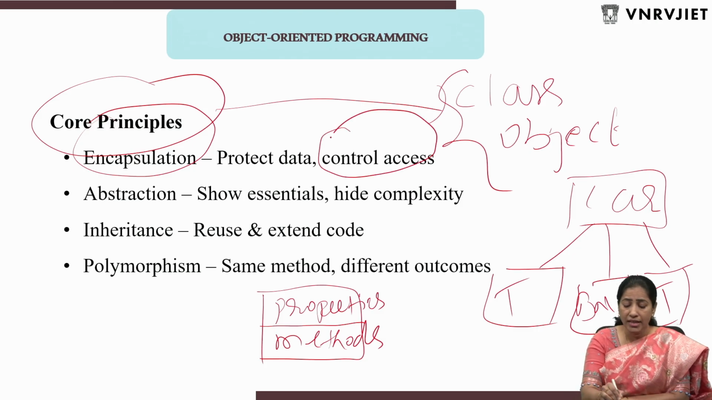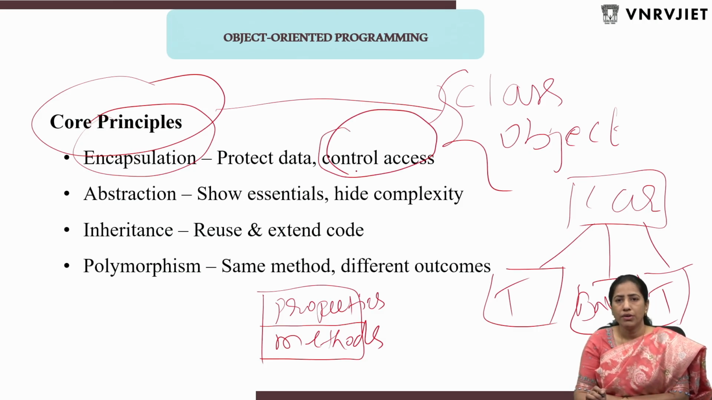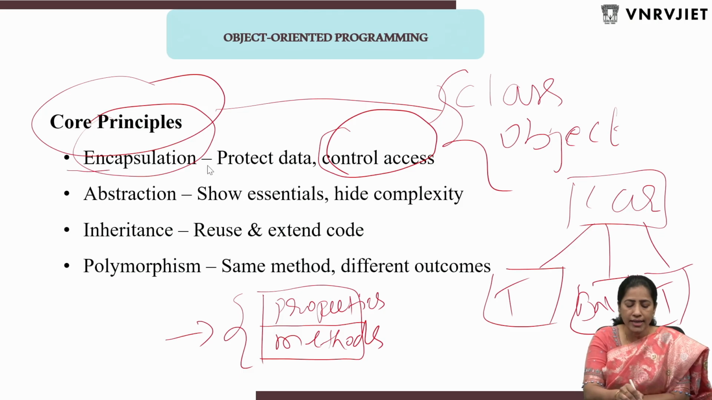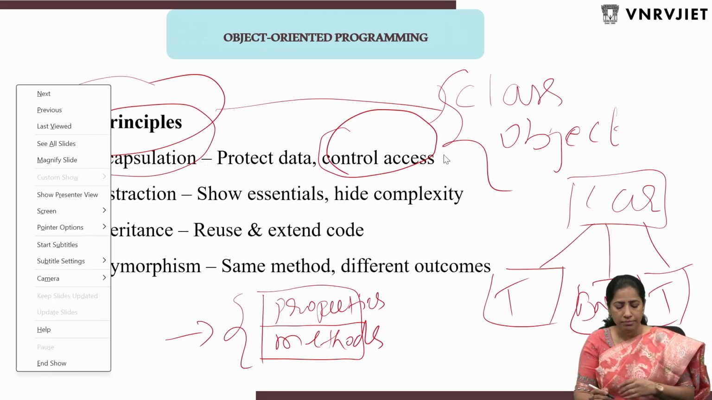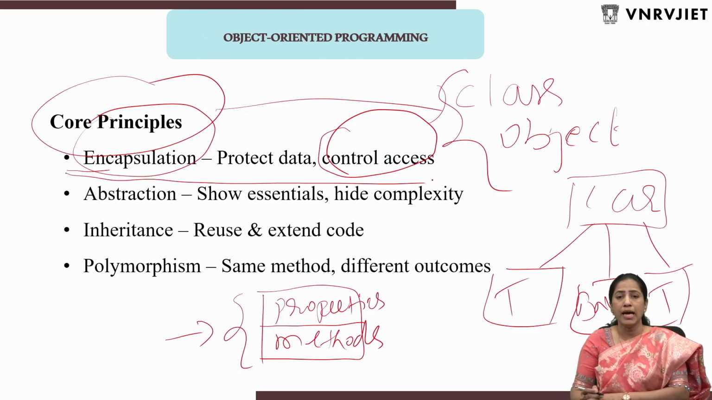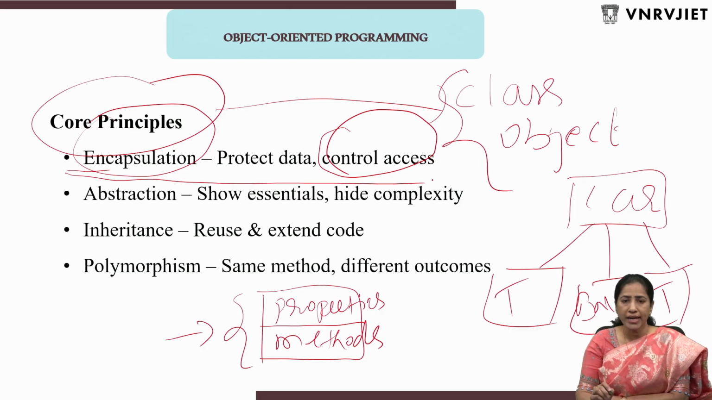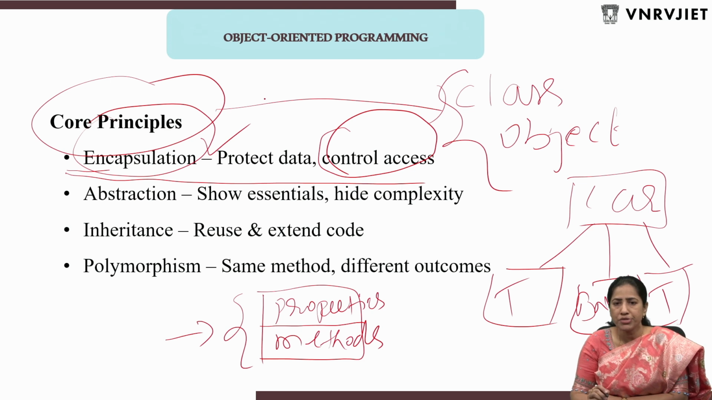We can have control access. Control access means who can access these properties and methods of a class. That's how encapsulation will help us in protecting the data of a class. So encapsulation is the principle of object-oriented programming which creates security for the program that we are creating.